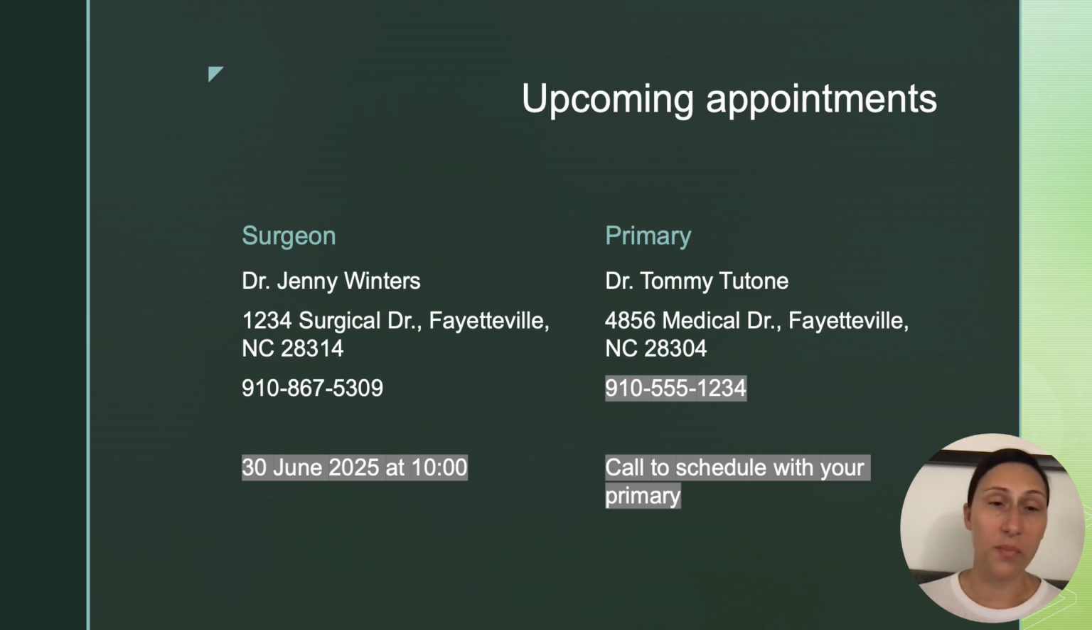In addition to following up with a surgeon, our patient needs to follow up with their primary care provider. We do not schedule that appointment for them, but we do prompt them to call and follow up with their primary care provider once they get home from the hospital.